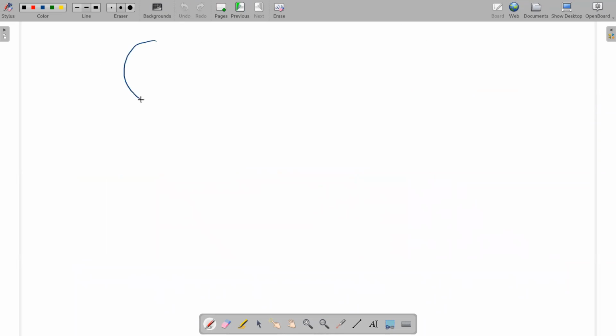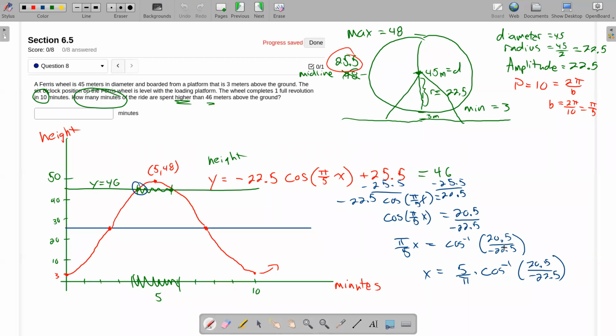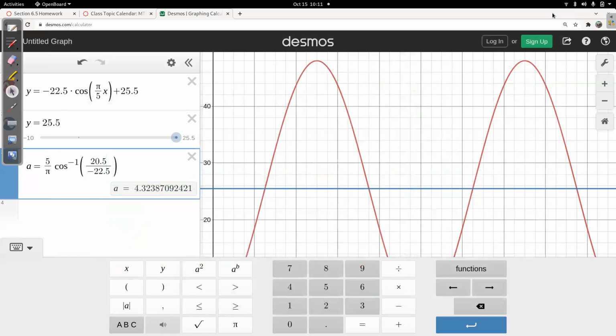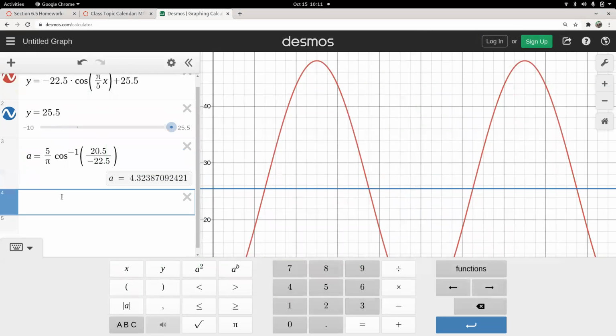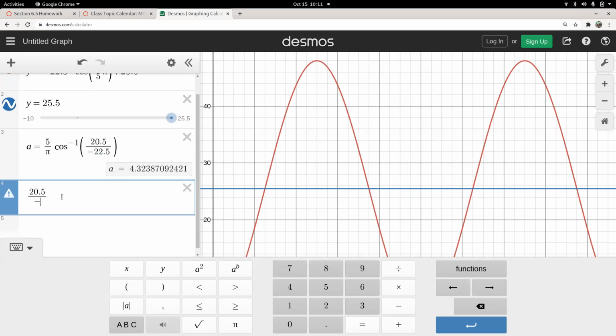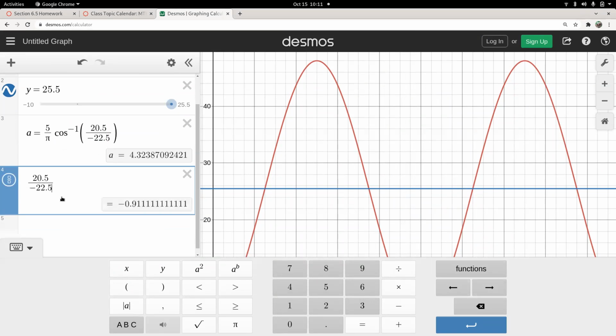So unit circle, thinking about cosine solutions. We had the cosine equal to a negative number. And if I look back, that fraction right there is pretty close to -1. I can double check on the calculator: 20.5 divided by -22.5, -0.9-ish, right?